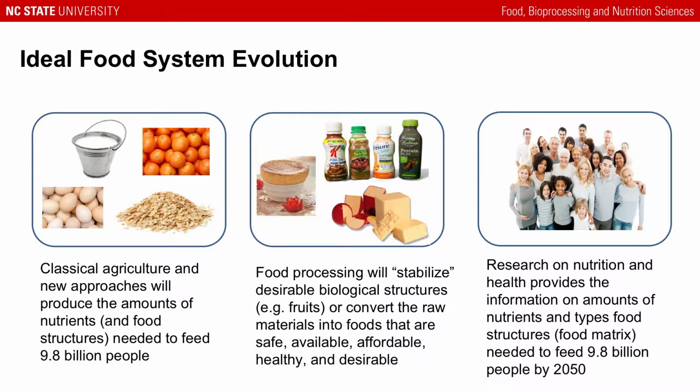And then, as the food scientists in the middle here, two elements here. One is stabilize the desired biological structures. With that, I mean, if we look at our production of fruits and vegetables, fresh fruits and vegetables, how can we stabilize those structures so they're desirable, so that they maintain their nutrient content, and then convert these foods from a raw material into other types of foods that are safe, available, affordable, healthy, desirable.